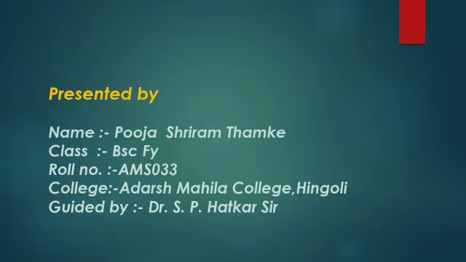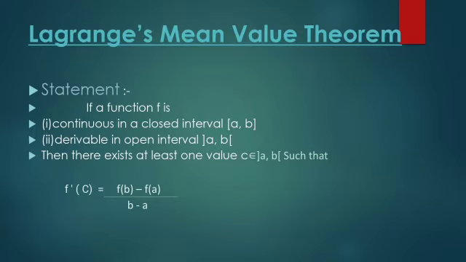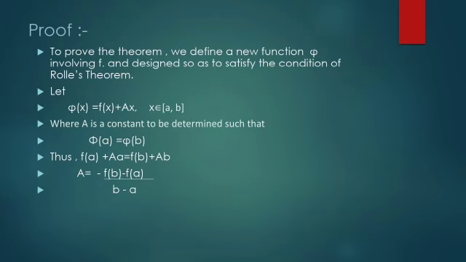I have presented Lagrange's mean value theorem. We see the statement of this theorem. If a function f is continuous in a closed interval [a, b] and derivable in the open interval (a, b), then there exists at least one value c, where c belongs to the open interval (a, b), such that f dash of c is equal to f of b minus f of a divided by b minus a. Now we see the proof of this theorem.